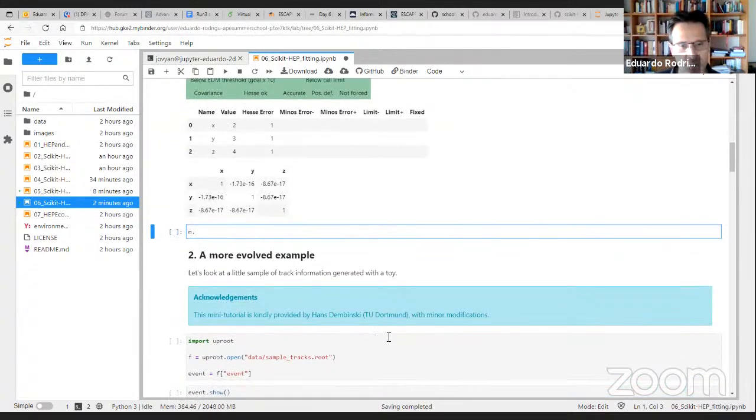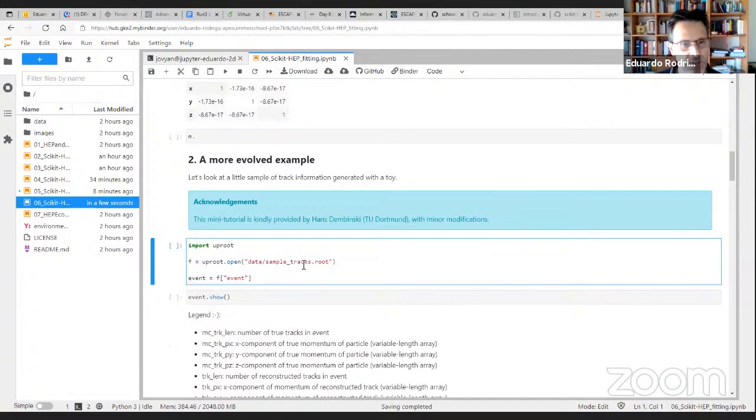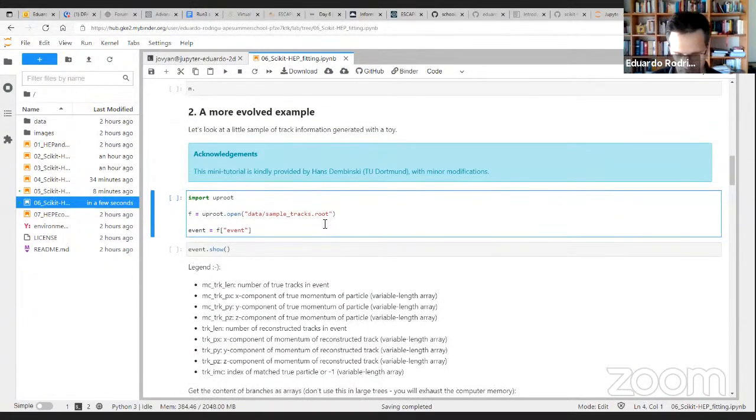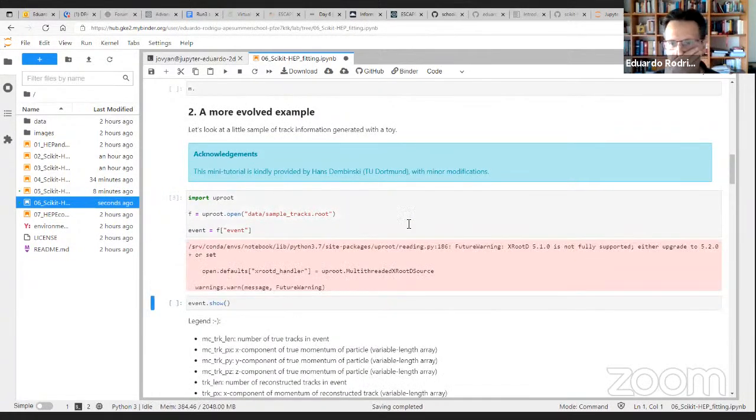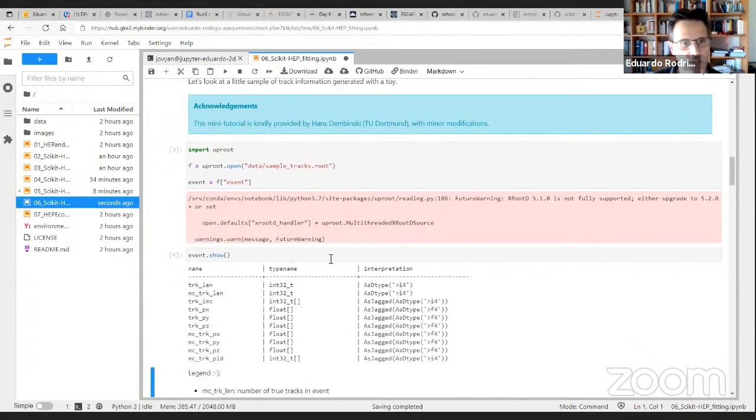And again, this is more like an appetizer. So let me take the last ROOT file with a sample. In this case, it's a sample of tracks. This is a toy package. This is the usual thing as before. No problem.